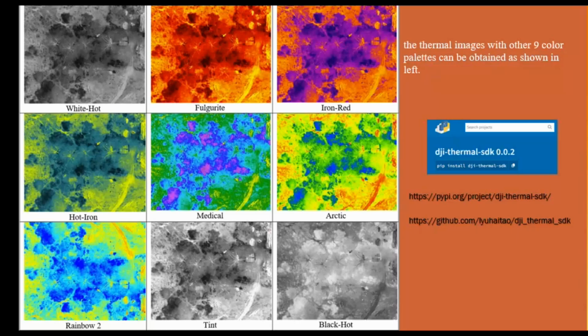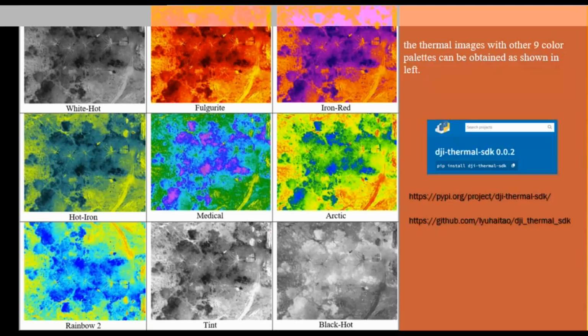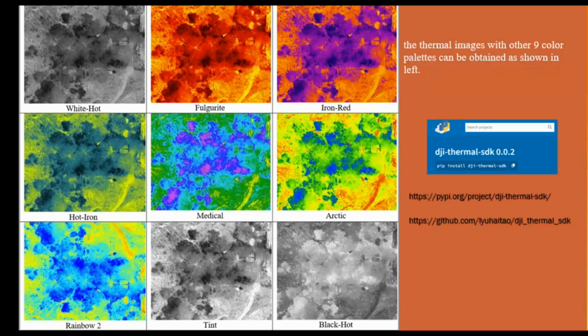So in my research, I encapsulate the SDK, the dynamic library provided by DJI company, into a Python package that can be used to unify the color palette. In the final experiment, I will show more details of how to use the package to unify the color palette of some images.